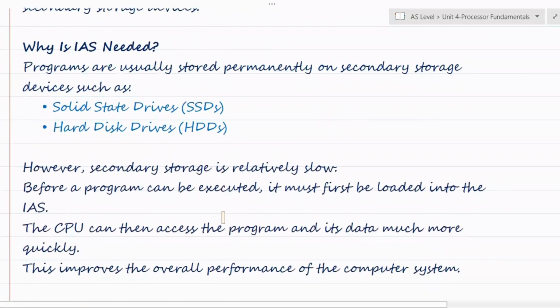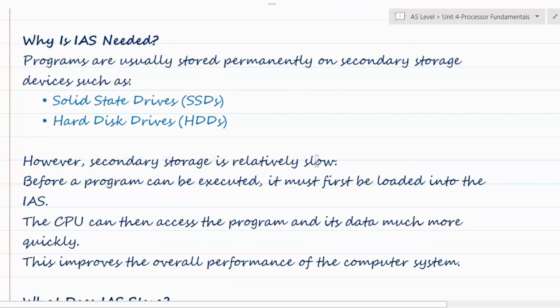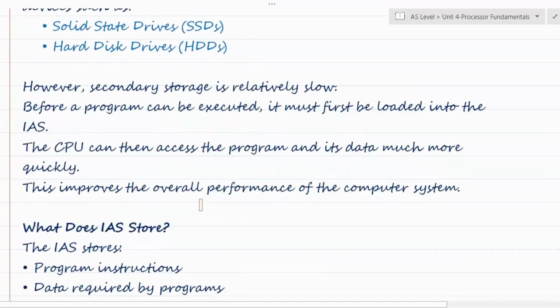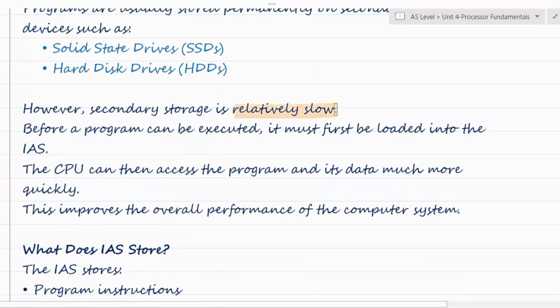Programs are usually stored permanently on secondary storage devices such as solid state drives, hard disk drives, etc. However, secondary storage is relatively slow. So before a program can be executed, it must first be loaded into the IAS, and then the CPU can access that program and its data much more quickly. So this improves the overall performance of the computer system.